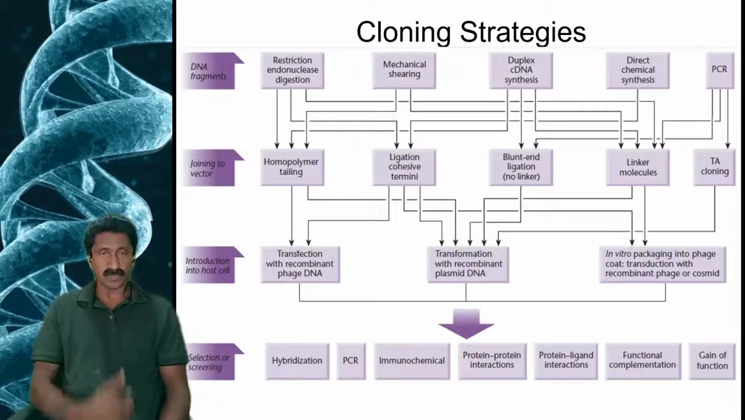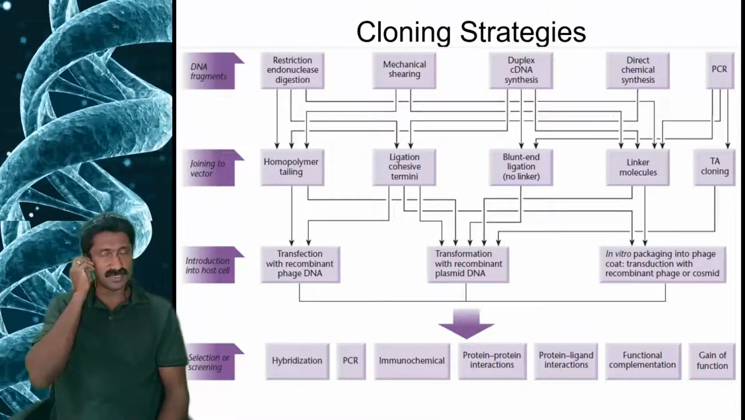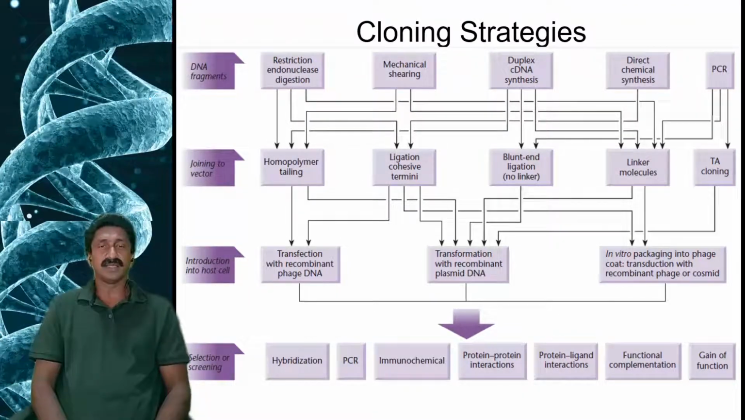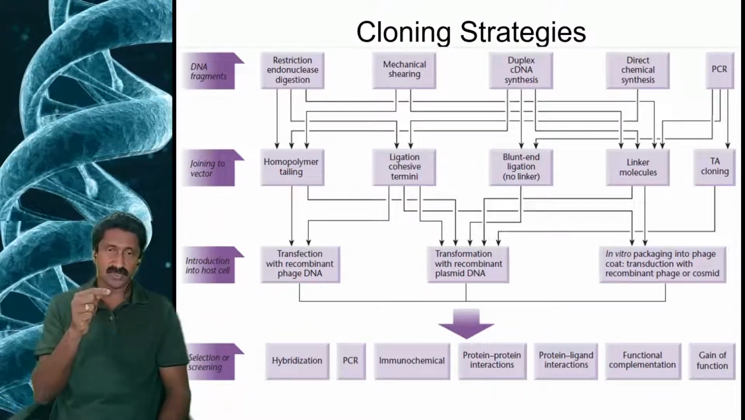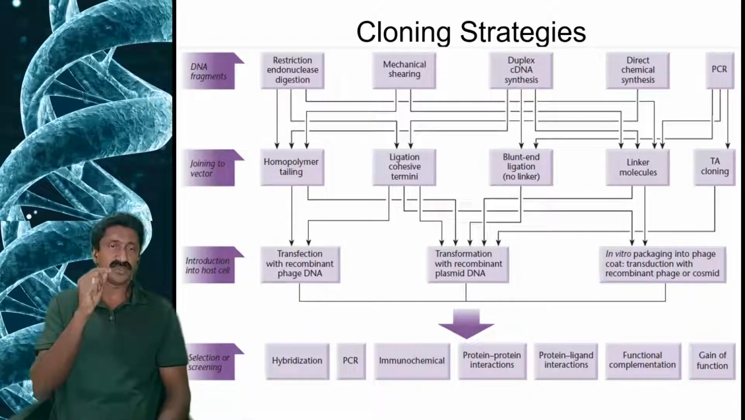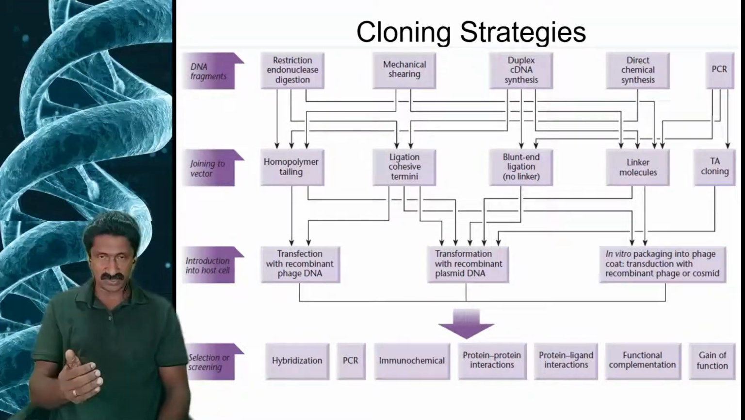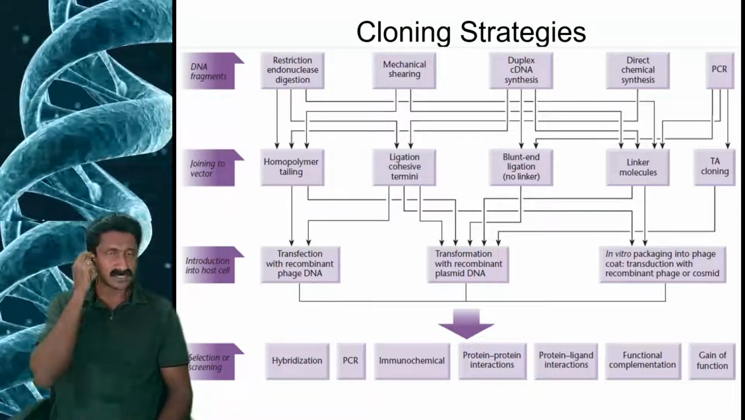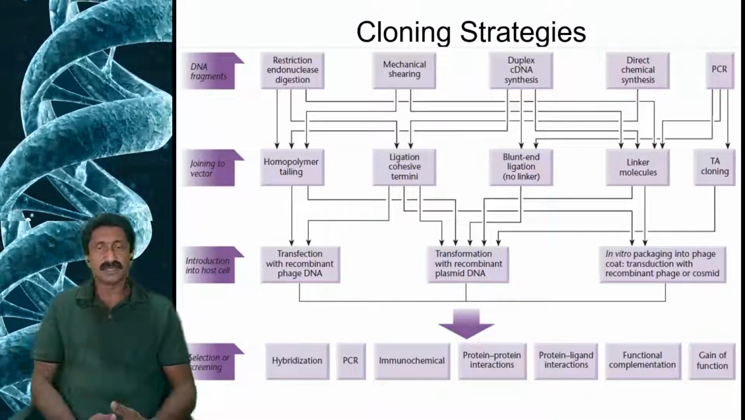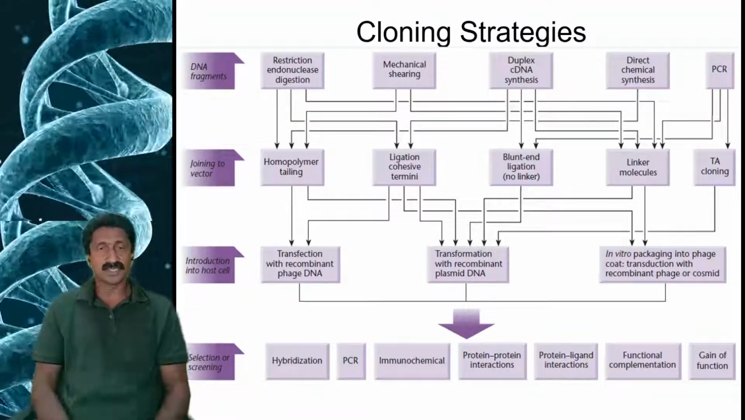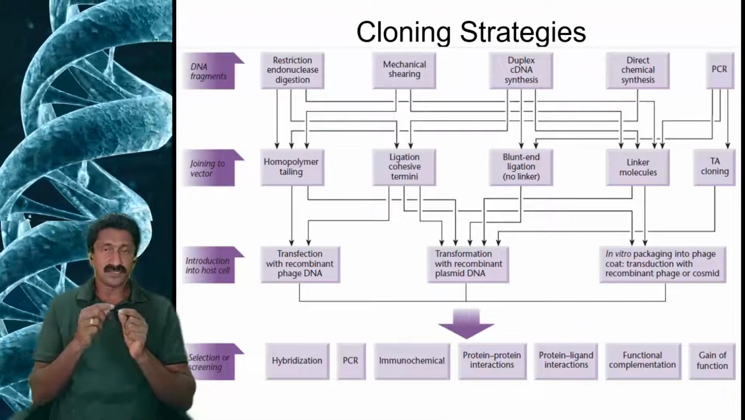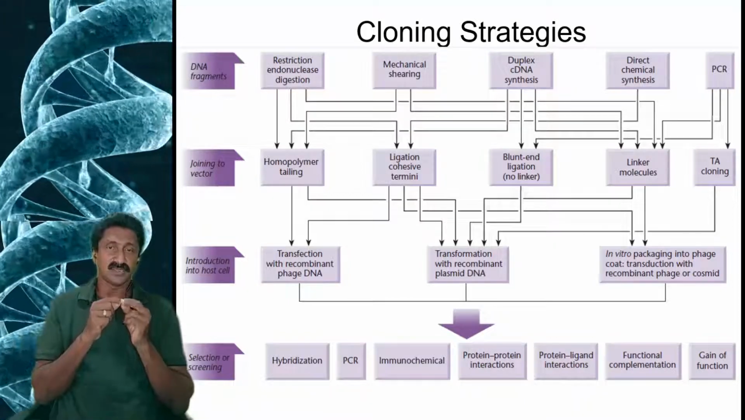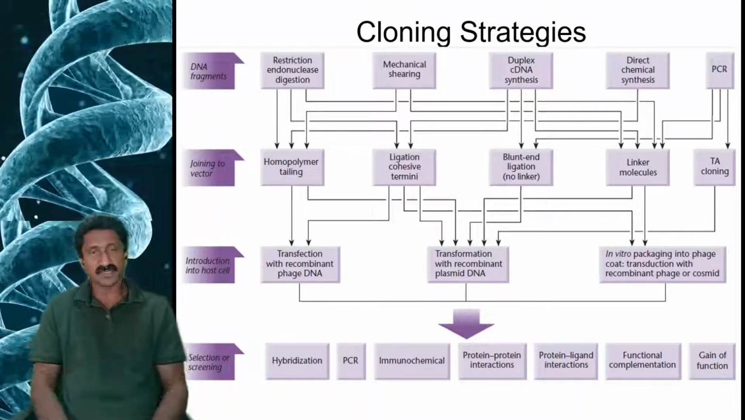Then PCR products. All the PCR products will have a specific T extension, a single nucleotide protrusion or sticky end at the end of all PCR products, and that is one of the features of the Taq polymerase. That single nucleotide protrusion can be treated as a sticky end, so that a specific TA pairing can be used for joining to the vector, and that is known as TA cloning.